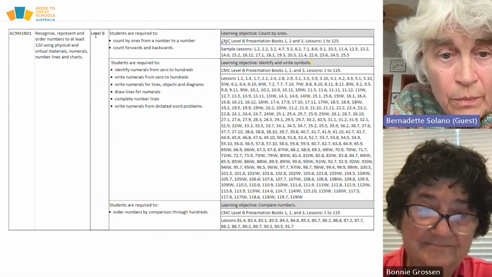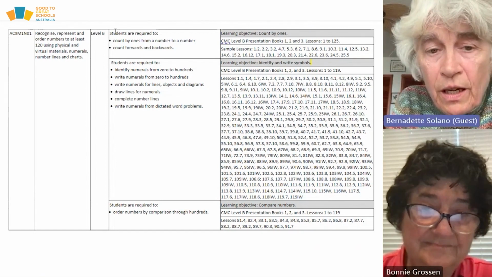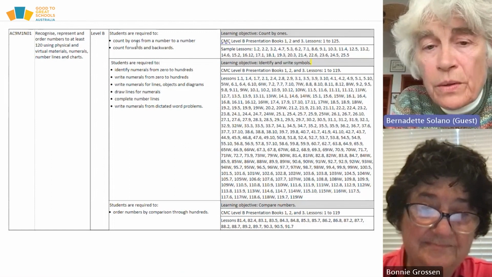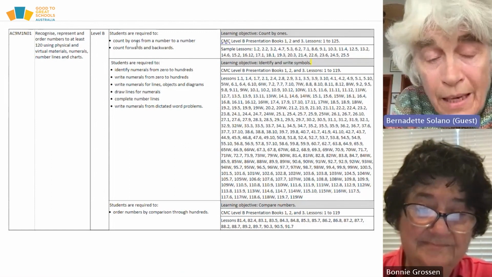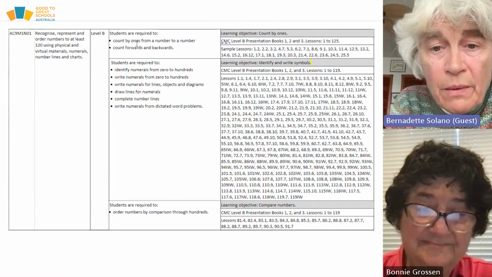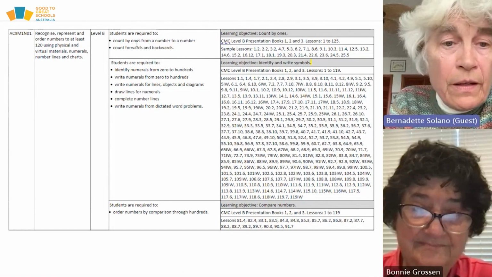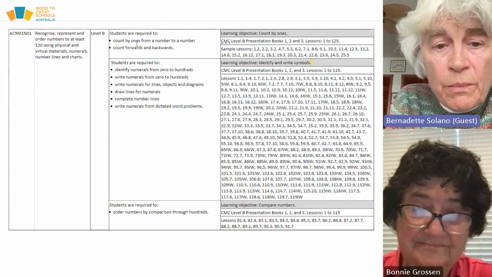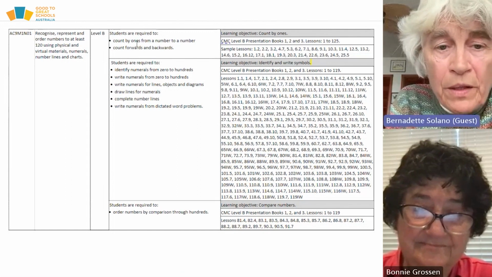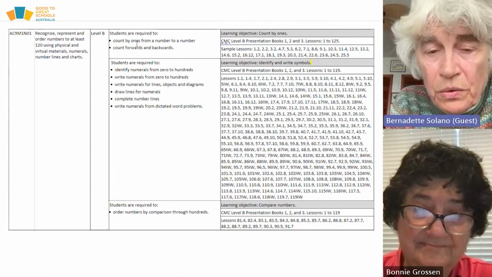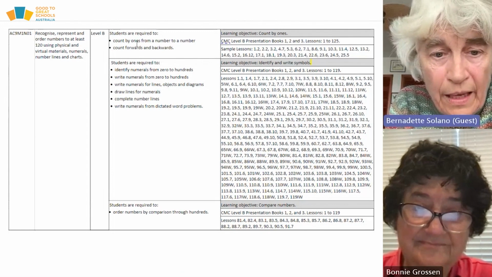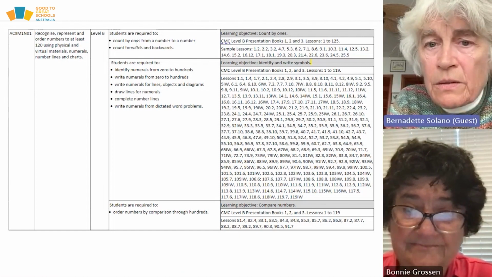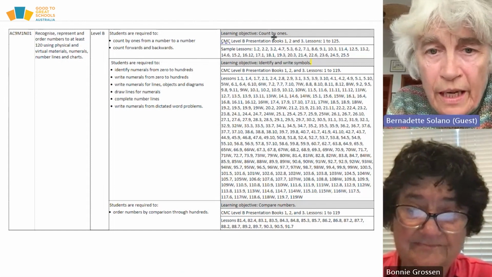What you have in the next column is just a little bit of an explanation of what the students are required to do. In other words, what they will have mastered by the time they have completed the Level B program. And so this gives you just a little bit more information about the actual tasks that students are performing in the lessons. If you look on the far right, this breaks it down into more detail.